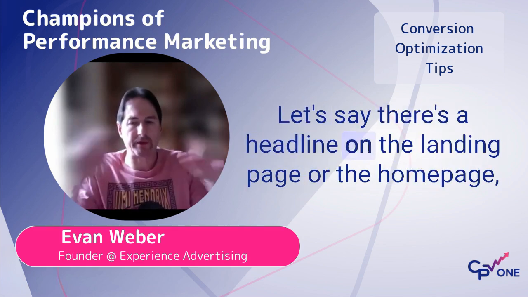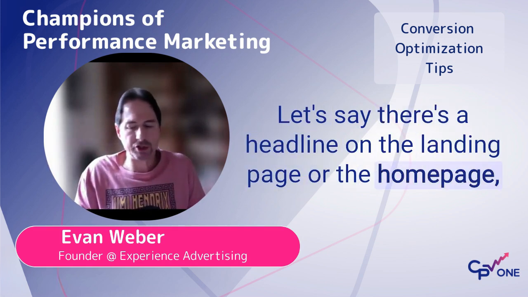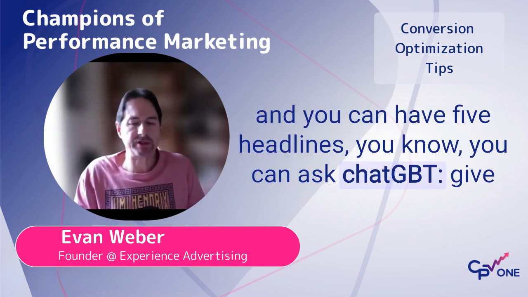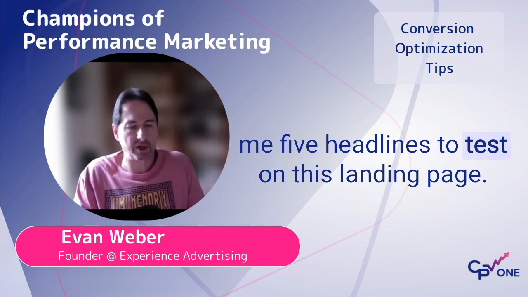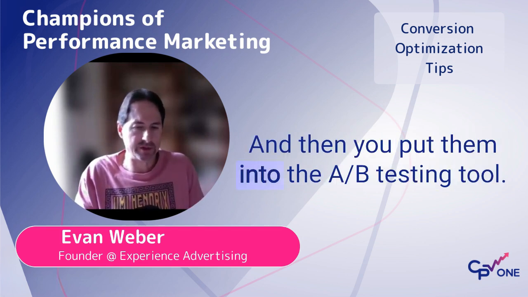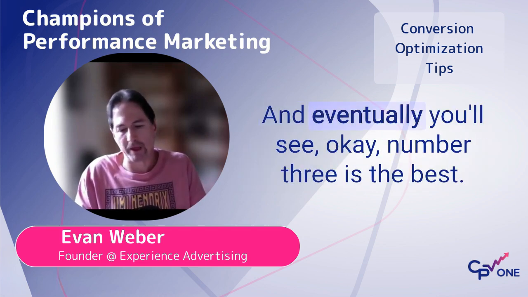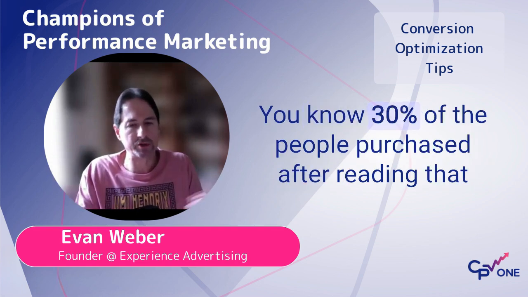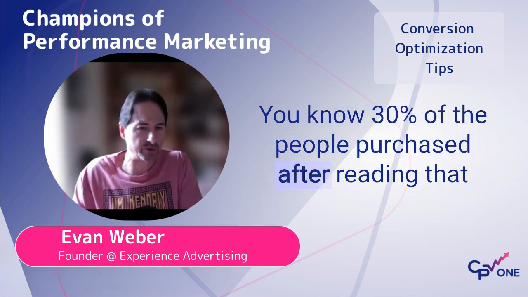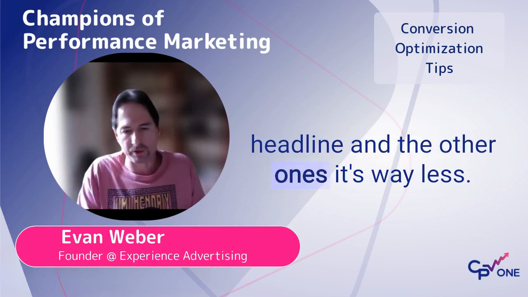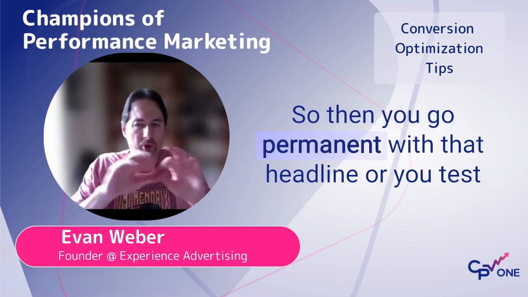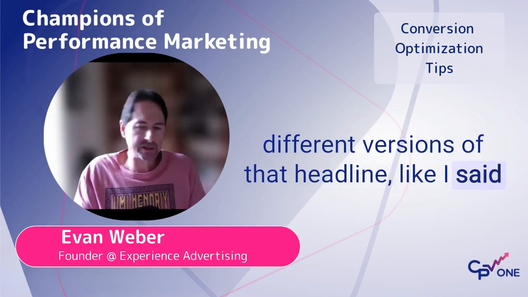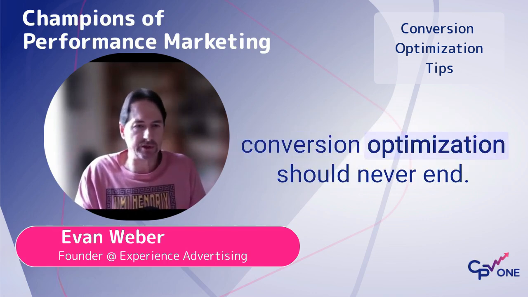Let's say there's a headline on the landing page or the home page, and you can have five headlines. You can ask ChatGPT, give me five headlines to test on this landing page, and then you put them into the A/B testing tool, and eventually you'll see, okay, number three is the best. 30% of the people purchased after reading that headline, and the other ones it's way less. So then you go permanent with that headline, or you test different versions of that headline. Like I said, conversion optimization should never end.